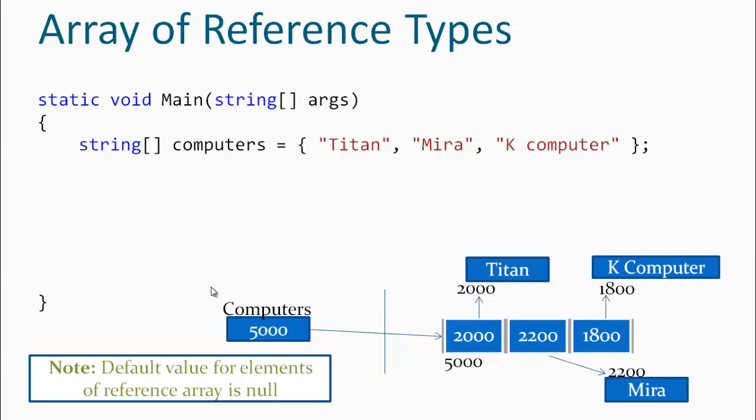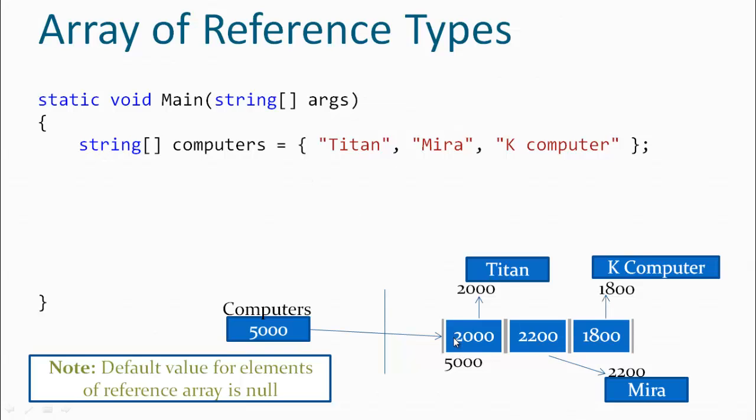So interestingly, this array will get created in memory like this. You can see that string reference computers will create one reference to an array of strings. You can read that computers is a reference to an array of strings. And as you are initializing it with 3 members, obviously it will create an array of size 3.